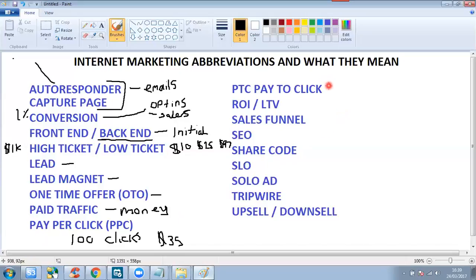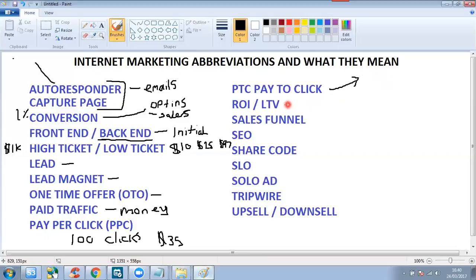Now, PTC, pay to click. This basically means that you can actually get paid to click on ads. So this is the kind of thing that you might see with a rev share, a revenue sharing advertisement platform. And with a rev share, you actually get paid to click on ads, and the company sort of shares the revenue with you that they make. So that's what pay to click means.